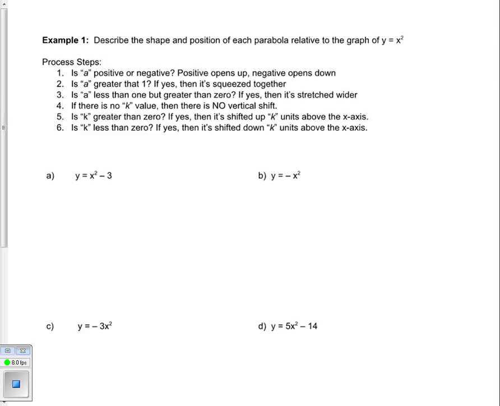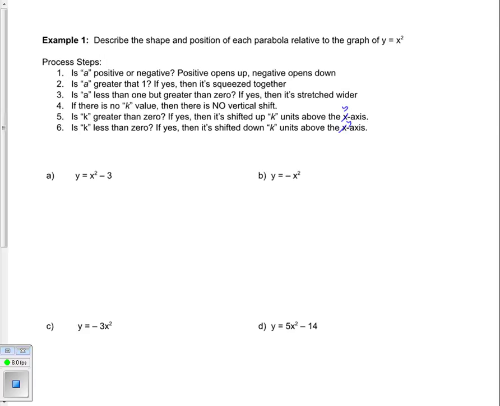The next thing that we want to look at is the k value. If there's no k value, then there's no vertical shift. If it's a positive k value, then it's shifted up k units above the y-axis. And if the k value is less than 0, i.e. it's a negative number, then it's shifted down below the y-axis.